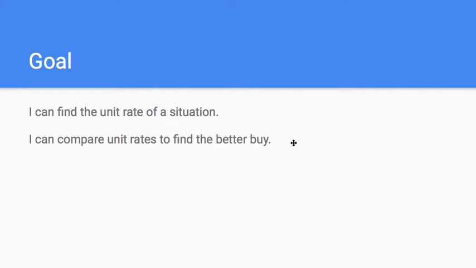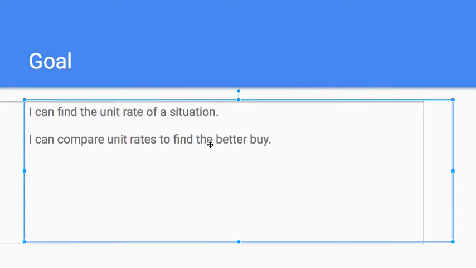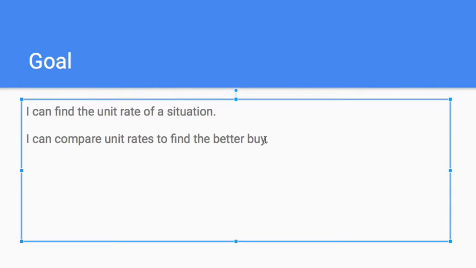Oh, and we're not going to be comparing unit rates to find the better buy. You should be able to do that already. We're just going to be looking at unit rates.